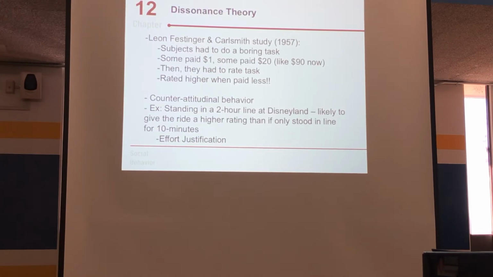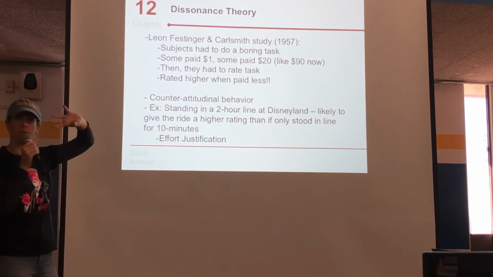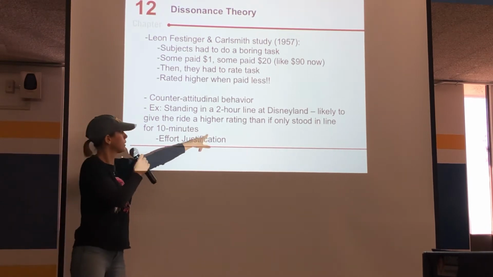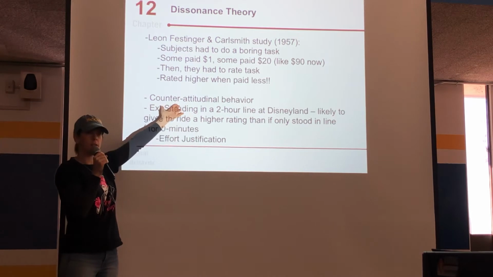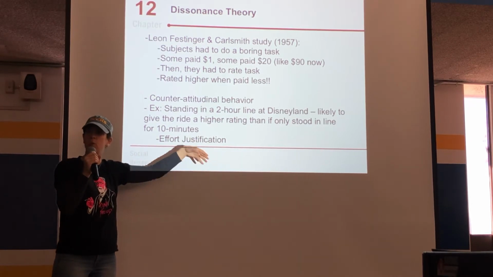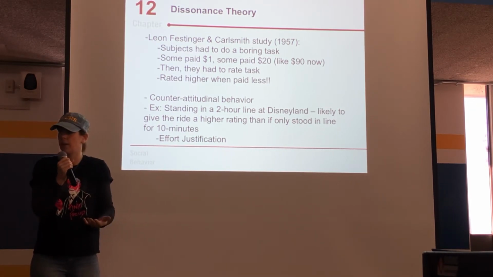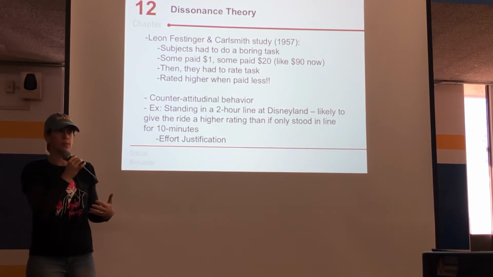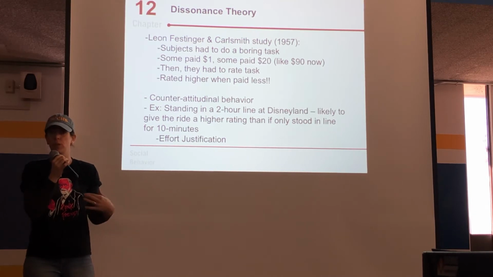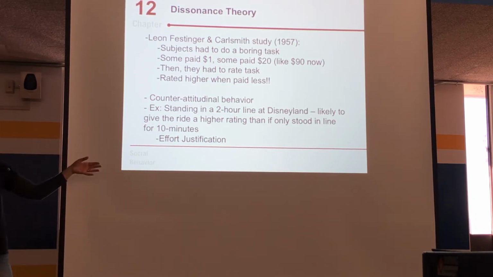Dissonance theory, this is just the same kind of thing. So this is the study that explained cognitive dissonance with the filing of the dollar versus 20. Effort justification, this is kind of why cognitive dissonance occurs, because you want to be able to justify your effort. Like if you stood in line at Disneyland for 2 hours but it wasn't a good ride, you want to justify standing in line. So you make yourself believe it was a good ride. You're not lying. You're literally making yourself believe that, so that the effort of standing in line for 2 hours was worth it. You understand? Effort justification goes with cognitive dissonance. It's kind of similar, same thing.